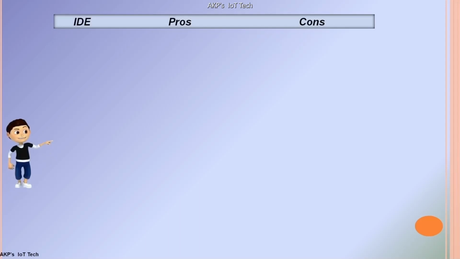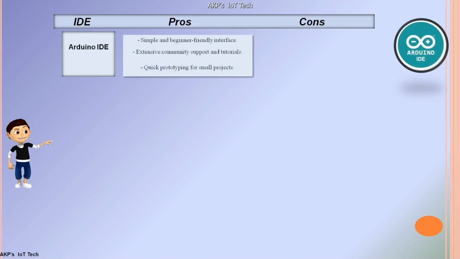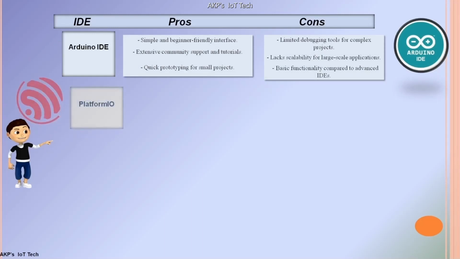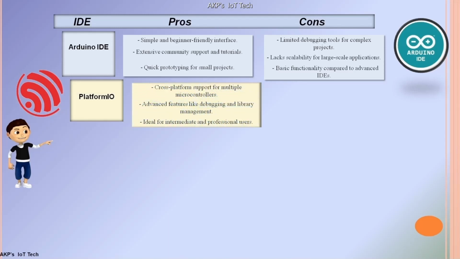Let's compare all the 4 IDEs, and let's start with Arduino IDE. It's simple and beginners friendly. So if you are a beginner and you need to do a quick project, then Arduino IDE is best for you. Next, PlatformIO. It supports multiple microcontrollers and has advanced features like debugging and library management.